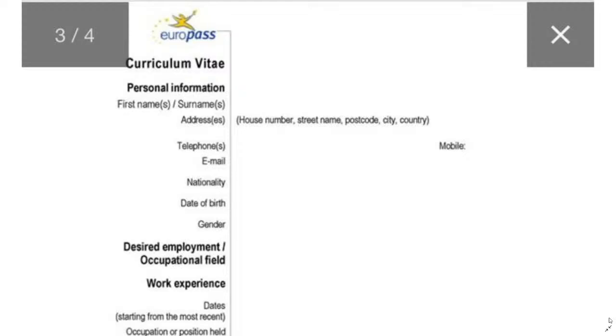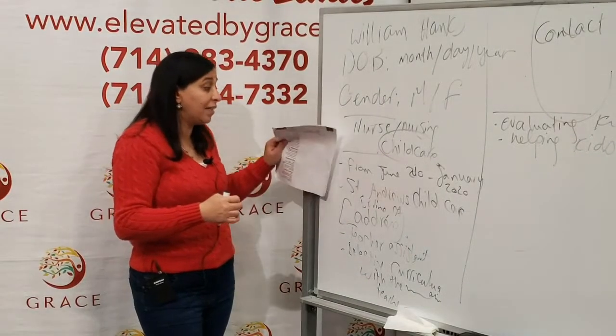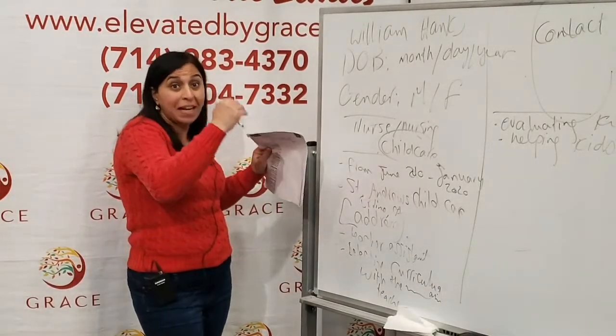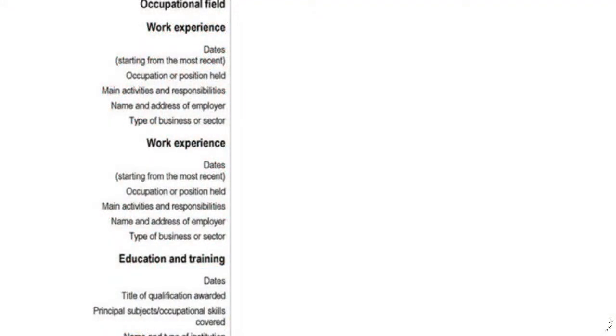What are you applying for today? Which type of job, which type of position, which occupation, child care. And then start to list experience, starting with the most recent job, the most recent position.